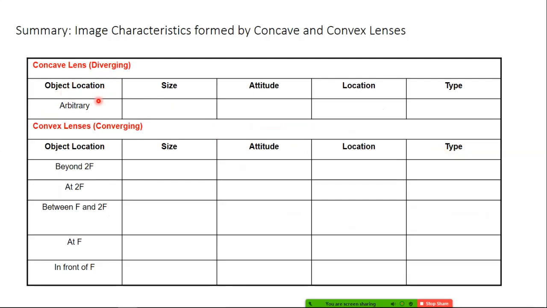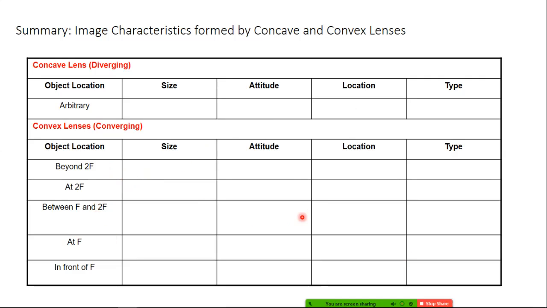Here, the concave lens is a diverging lens, and the object location is arbitrary, in any position. We get an image that is diminished, smaller than the object, and its location is between the optical center and the focus. And here the type is always virtual. In this way, we can write the size, attitude, location, and type of image for the convex lens also.